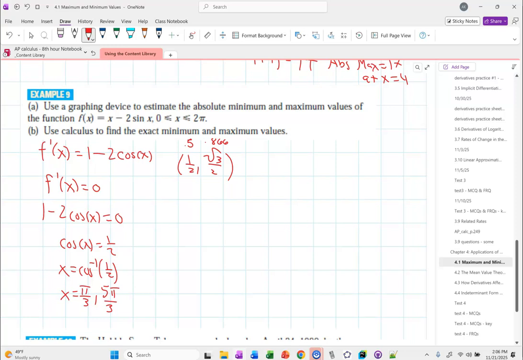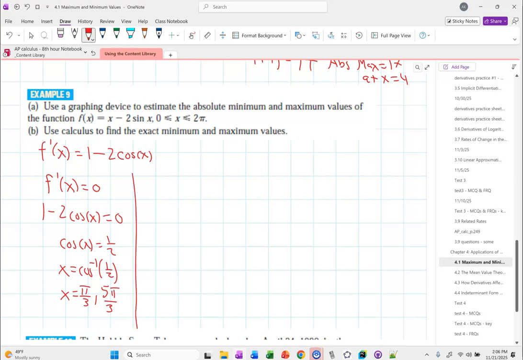Is 5 pi over 3 the same as negative pi over 3? Yes, you just add 2 pi to it. Why doesn't negative pi over 3 work then? Because it isn't between 0 and 2 pi. Okay, so those are where we're equal to 0.